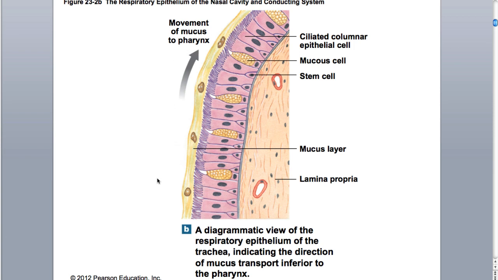This picture shows you the cilia, as I've mentioned, shows you the mucus and whatever germs or dirt that's trapped in it, and how the cilia's job is to move it upwards towards the pharynx, which is basically the back of your mouth. That's an important term because it carries over into the digestive system as well.